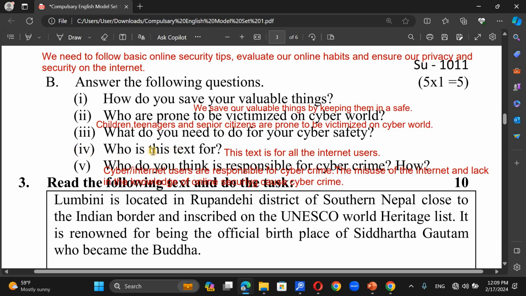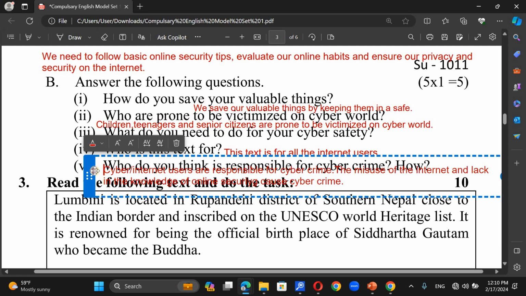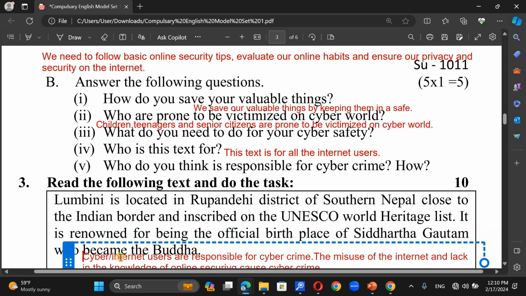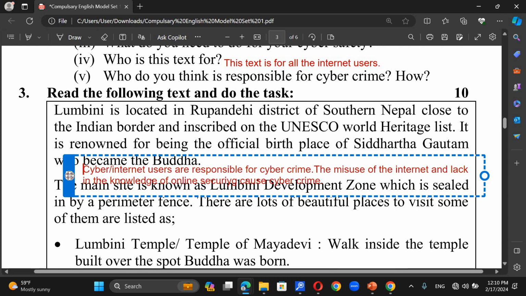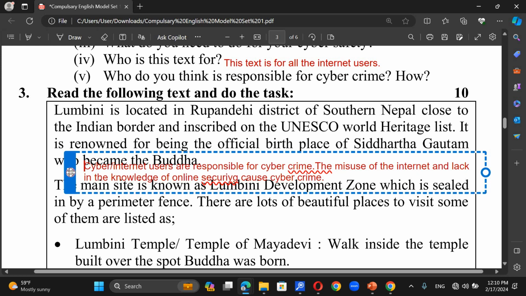This text is for all the internet users, all the cyber users, all the people. The text is for all those who use the internet. Now question number IV. Who do you think is responsible for cybercrime? Internet users or cyber users are responsible for cybercrime.